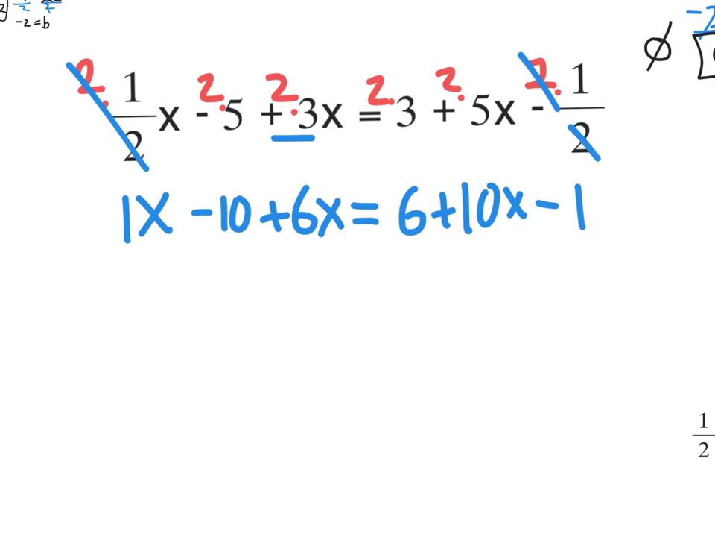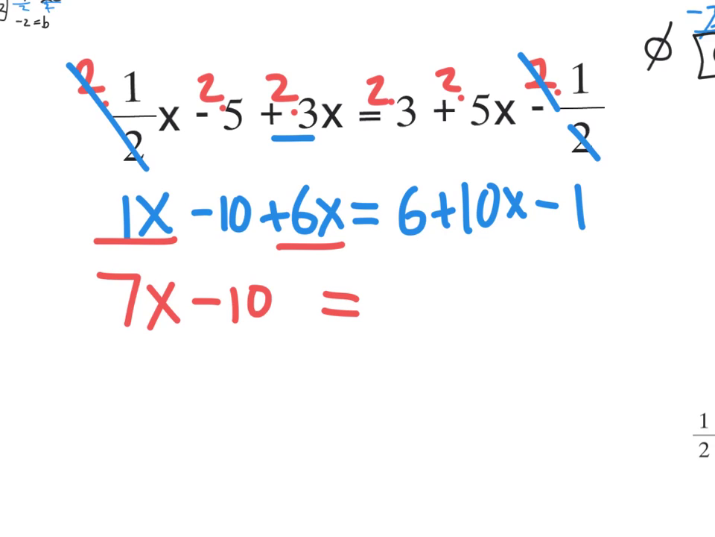So we've canceled out the fractions. Let's now combine like terms on the left side. On the left side you have 3 terms, 1, 2, 3, of which 2 of them could be combined even just in your head. What is 1x plus 6x? 7x. Bring down the minus 10. That's as simple as the left side could get.